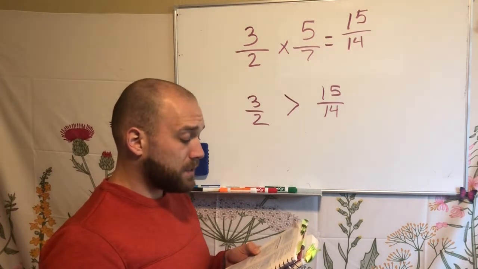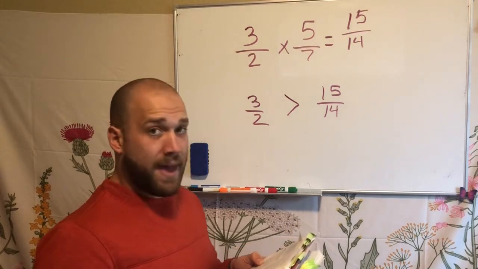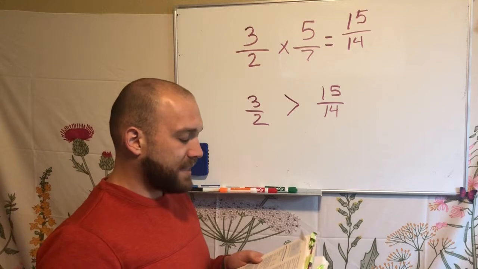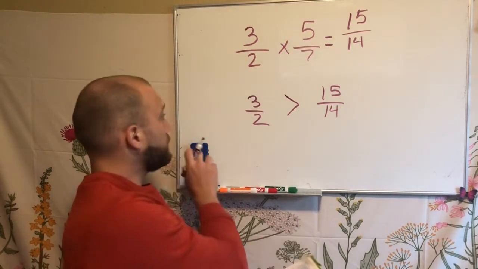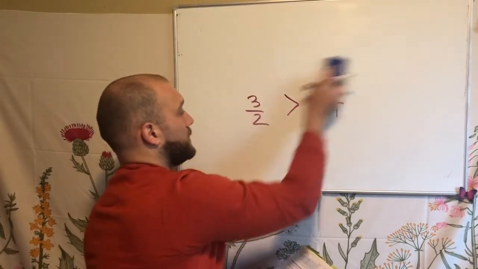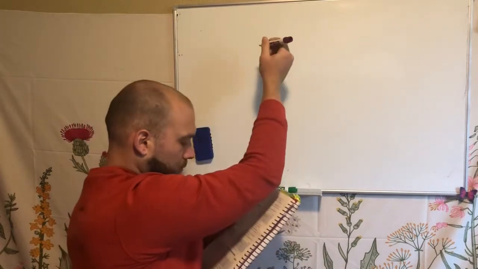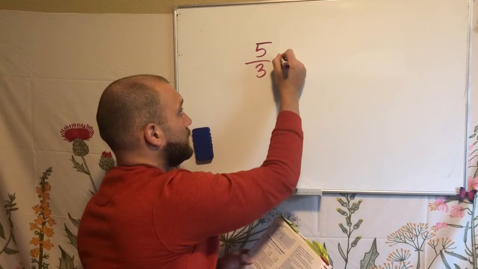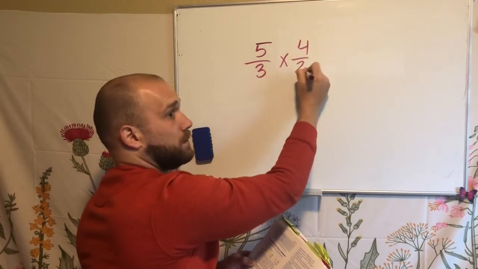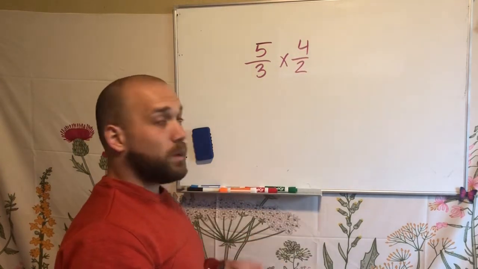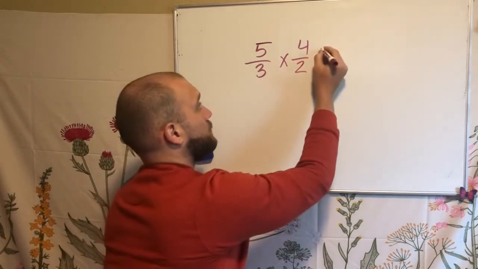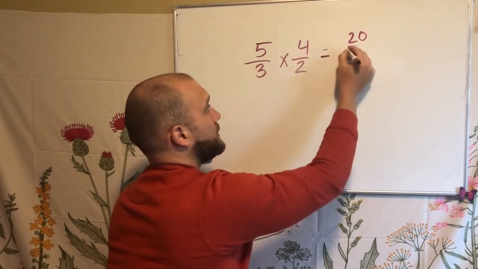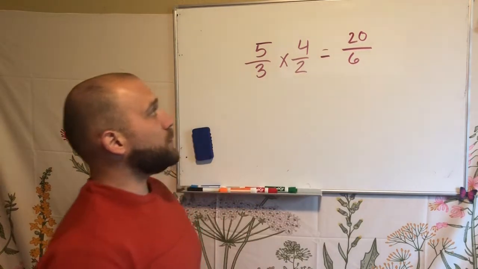Problem A says 5/3 times 4 halves. Write the answer to the problem. So let's work on this together. We have 5/3 times 4 halves. What does that equal? Well, 5 times 4 is 20. 3 times 2 is 6. It equals 20/6.